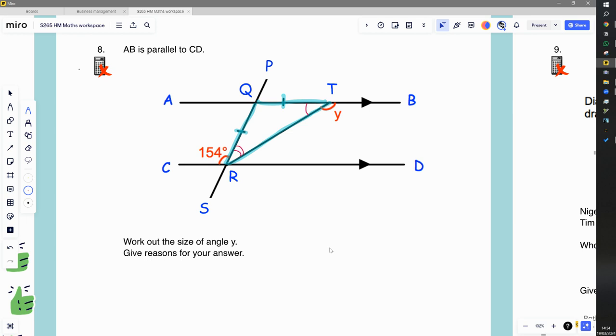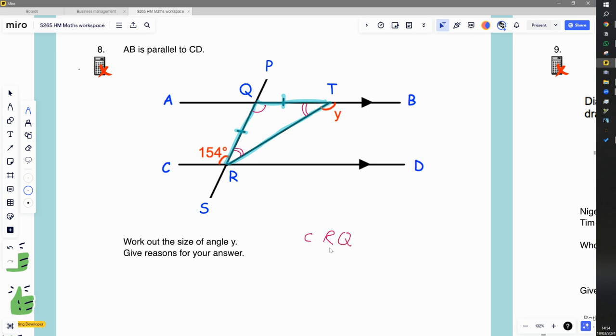So I'm going to just do a sort of double angle symbol like that, just to show that they're equal to each other. So now, we want to work out angle Y. Okay, so we can see that this angle here, which is 154, and this angle, which we can call RQT, are alternate. And this angle is called CRQ. So we can first of all write down that CRQ.